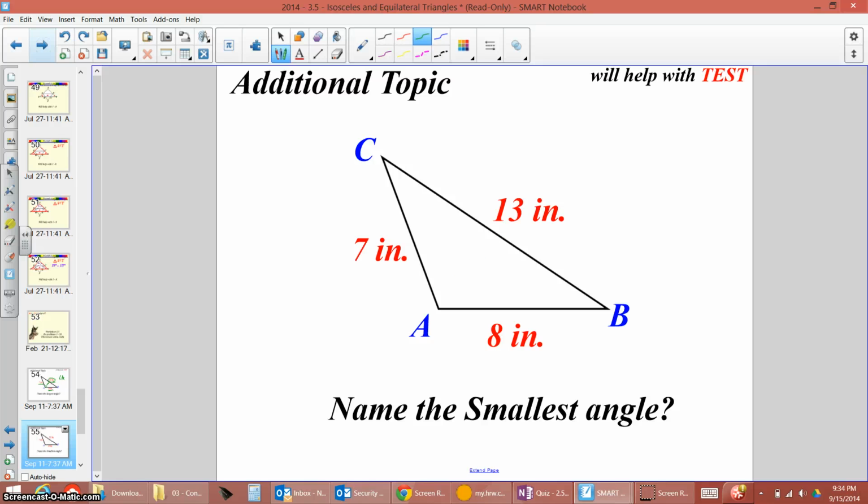Okay? Now the smallest angle, if the largest angle is across from the largest side, then the smallest angle is the one across from the smallest side. So 7 inches is the smallest side. So we look for the angle across from, or opposite, the 7, and we see that it's angle B. So we say our answer is angle B.